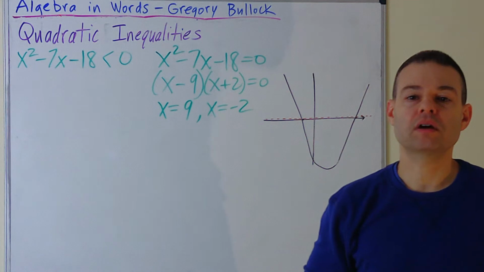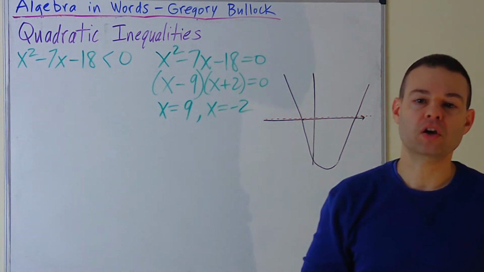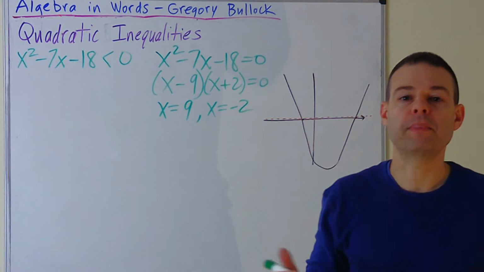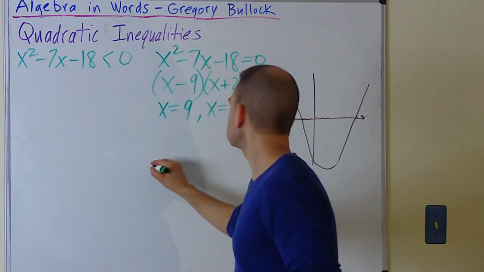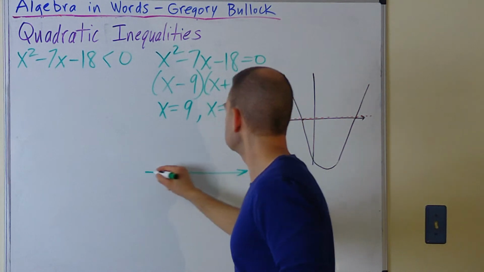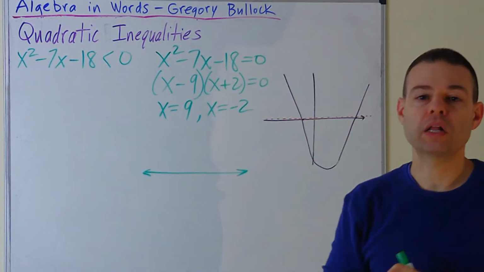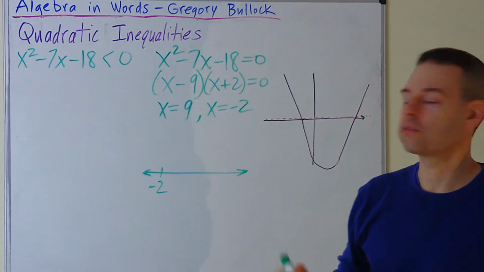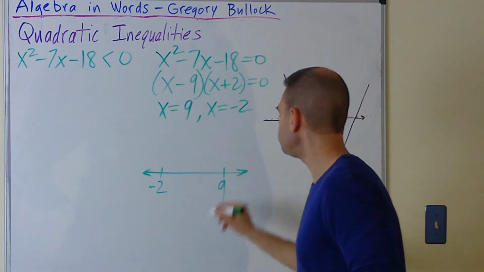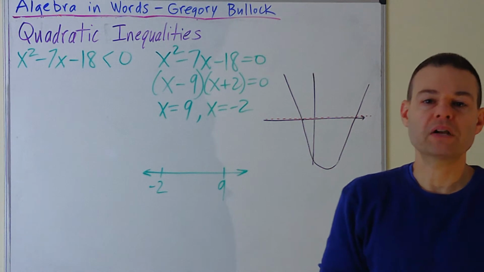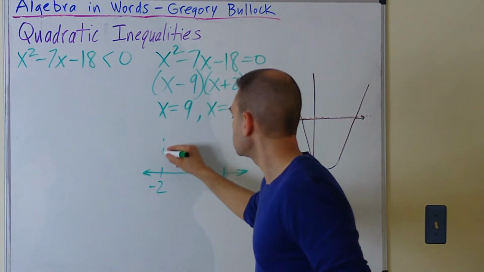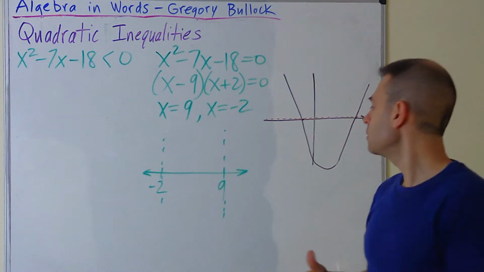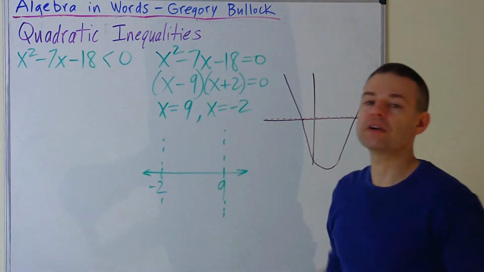Normally we would call these our solutions, but this is for an inequality, so now these are our boundary points, and we're going to plot them on a basic number line. And plot the smaller one on the left, so negative 2 here, and 9 to the right. And these are our boundary points. So we have 3 regions: the left region, the middle region, and the right region.